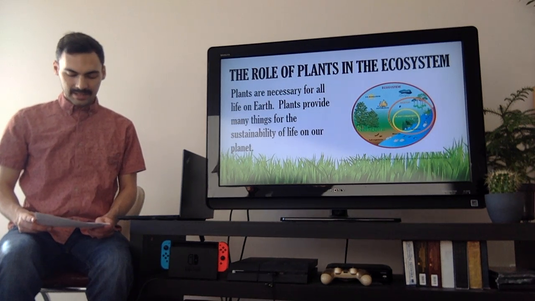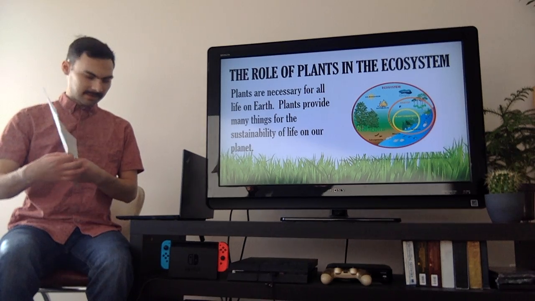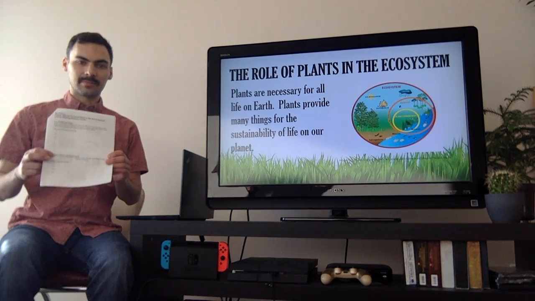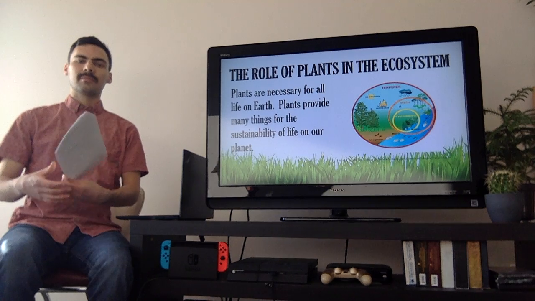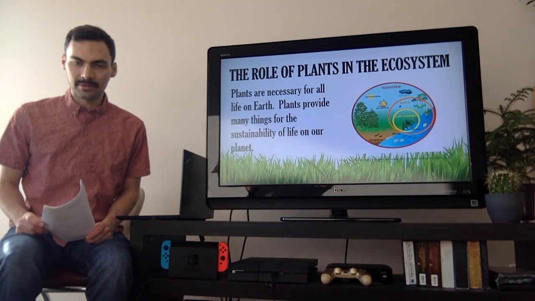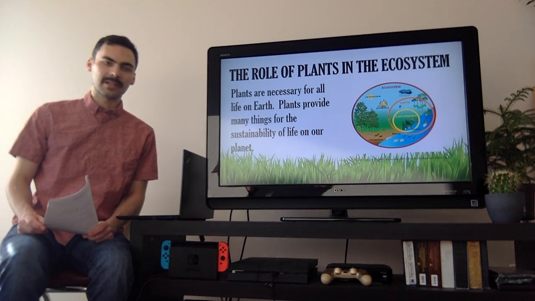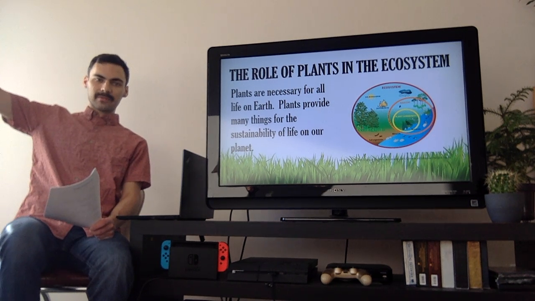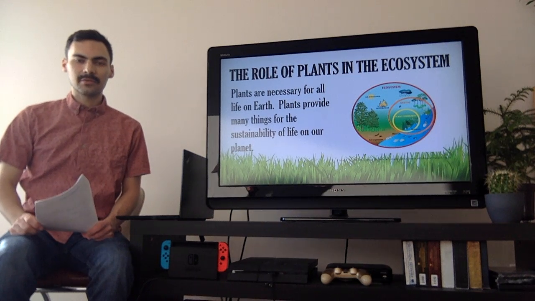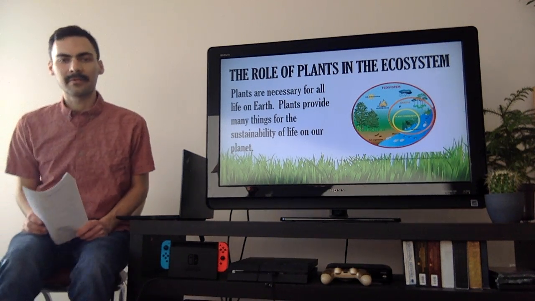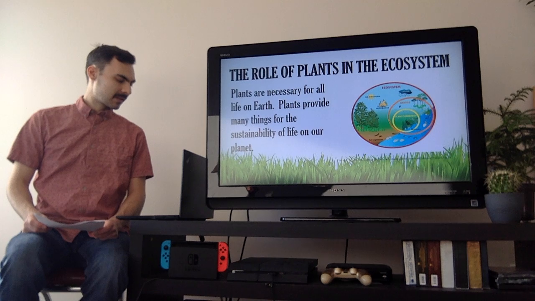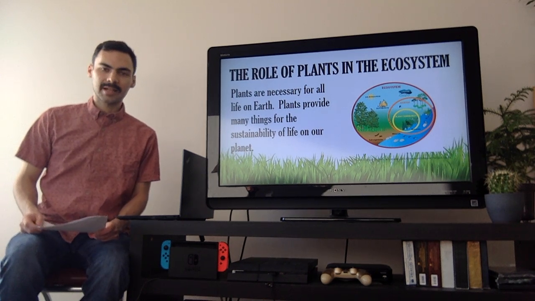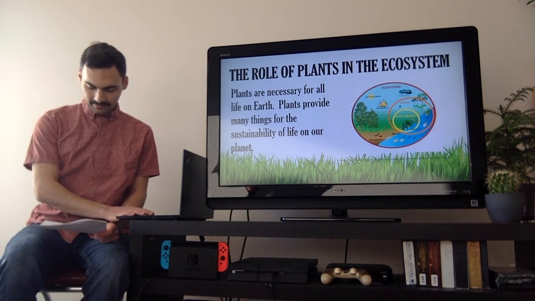So, in the environment, that is the bottom part of your page right here. Plants are necessary for all life on Earth. We gave them a fancy name called producers in our last unit. They are able to take the energy from the sun and convert it into sugars and foods for themselves and for other animals that would eat them. They are the reason that we're able to sustain life on our planet.